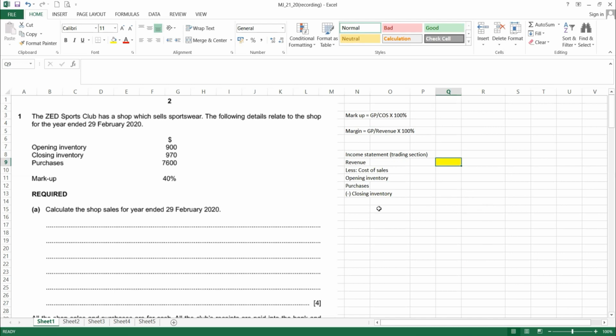And they say that the markup is 40%. This 40% is over the cost of sales, which means the cost of sales is the base at 100%. So we put in the cost of sales information: opening 900, purchases 7,600, and closing 970. The formula for the cost of sales is opening plus purchases minus closing inventory.